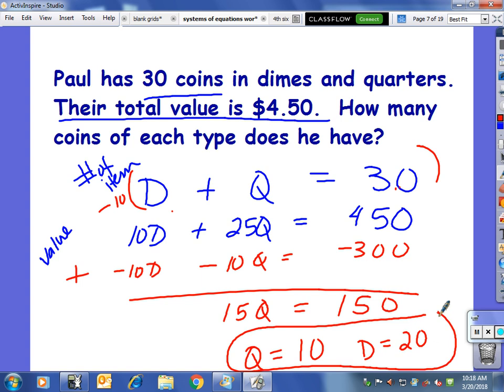How much is 10 quarters? $2.50, right? It takes 4 quarters to make $1. 8 quarters makes $2. 2 more would be $2.50. How much is 20 dimes? $2. Is that the right amount of money? Yeah, $4.50. 30 coins that add up to $4.50 made up of dimes and quarters. That's got to be the winning combination. And I didn't have to guess and check.